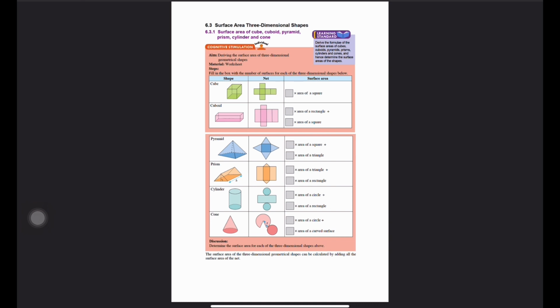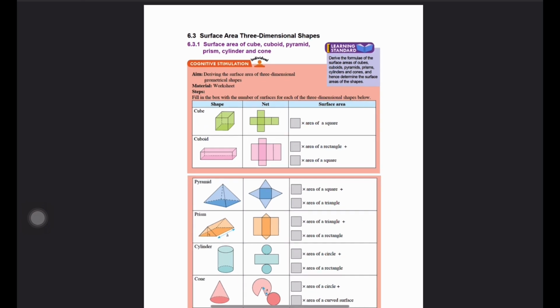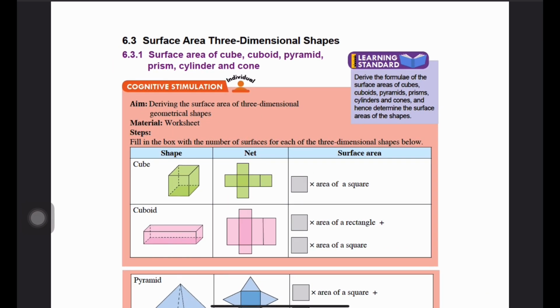Okay, so for today's class, we are going to continue with 6.3 Surface Area, three-dimensional shapes. Today we're going to learn a few learning standards. So this is the first one. Learning standard: derive the formula of the surface area of cubes, cuboids, pyramids, prisms, cylinders and cones, and hence determine the surface area of the shapes.